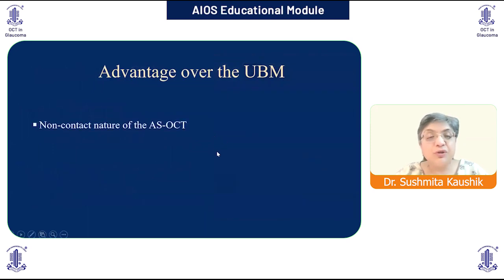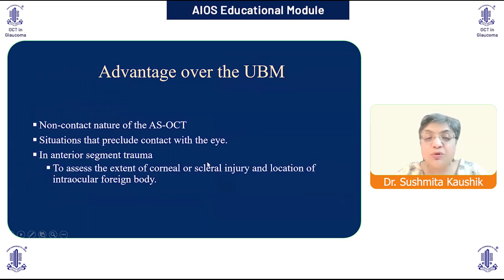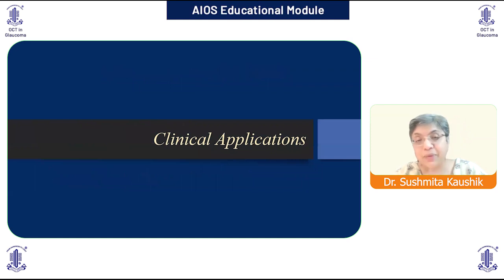So what are the advantages of the UBM? Of course, it's non-contact. In situations that preclude contact with the eye, it's very useful, especially immediate post-op or in bad corneal conditions. In anterior segment trauma, you can use it to assess the extent of the corneal or scleral injury if you're not sure if it's lamellar or full thickness. And of course, if you have an intraocular foreign body or a corneal foreign body which is tiny or small, maybe the AS-OCT could help bring that up.